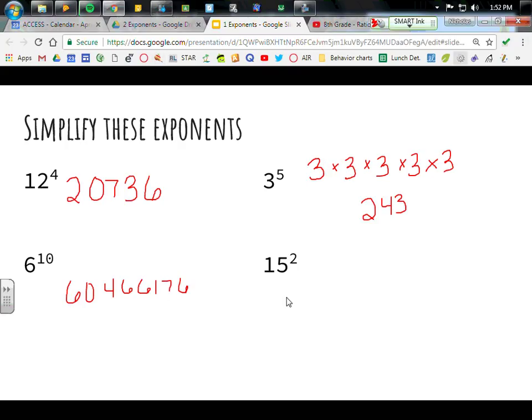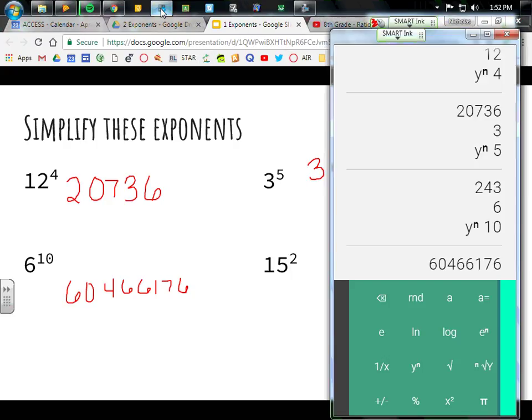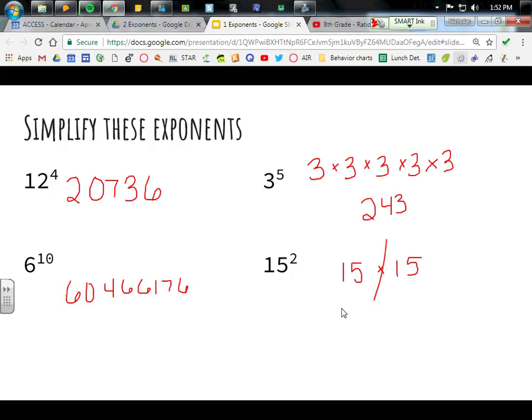All right, and then this last term would be 15 squared. It's just 15 times 15. Which I'm going to do on the calculator anyway. 225. Okay.